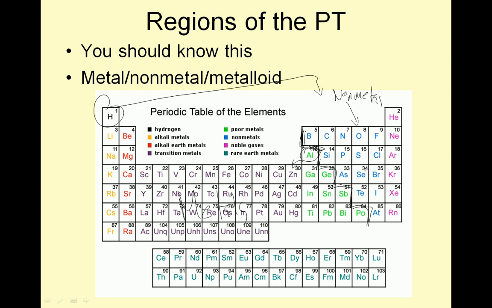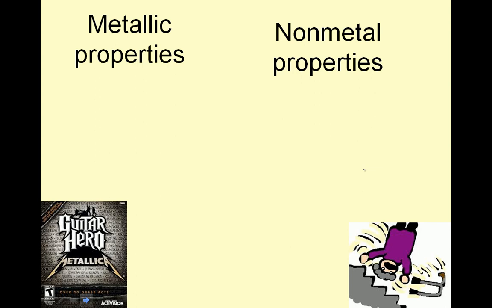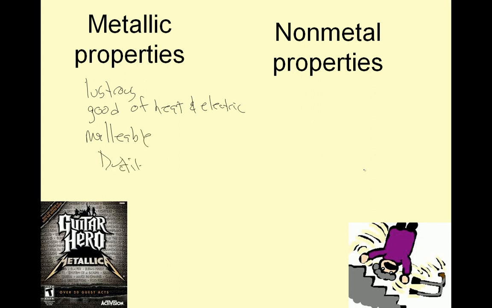Now the metalloids, I'm going to shade in the metalloids. They have two sides on this stair step, and they have properties of both metals and nonmetals. Metallic properties, so properties of metals: they are lustrous, that means shiny. They are good conductors of heat and electricity. They are malleable, and they are ductile. Ductile means it can be drawn into wire.